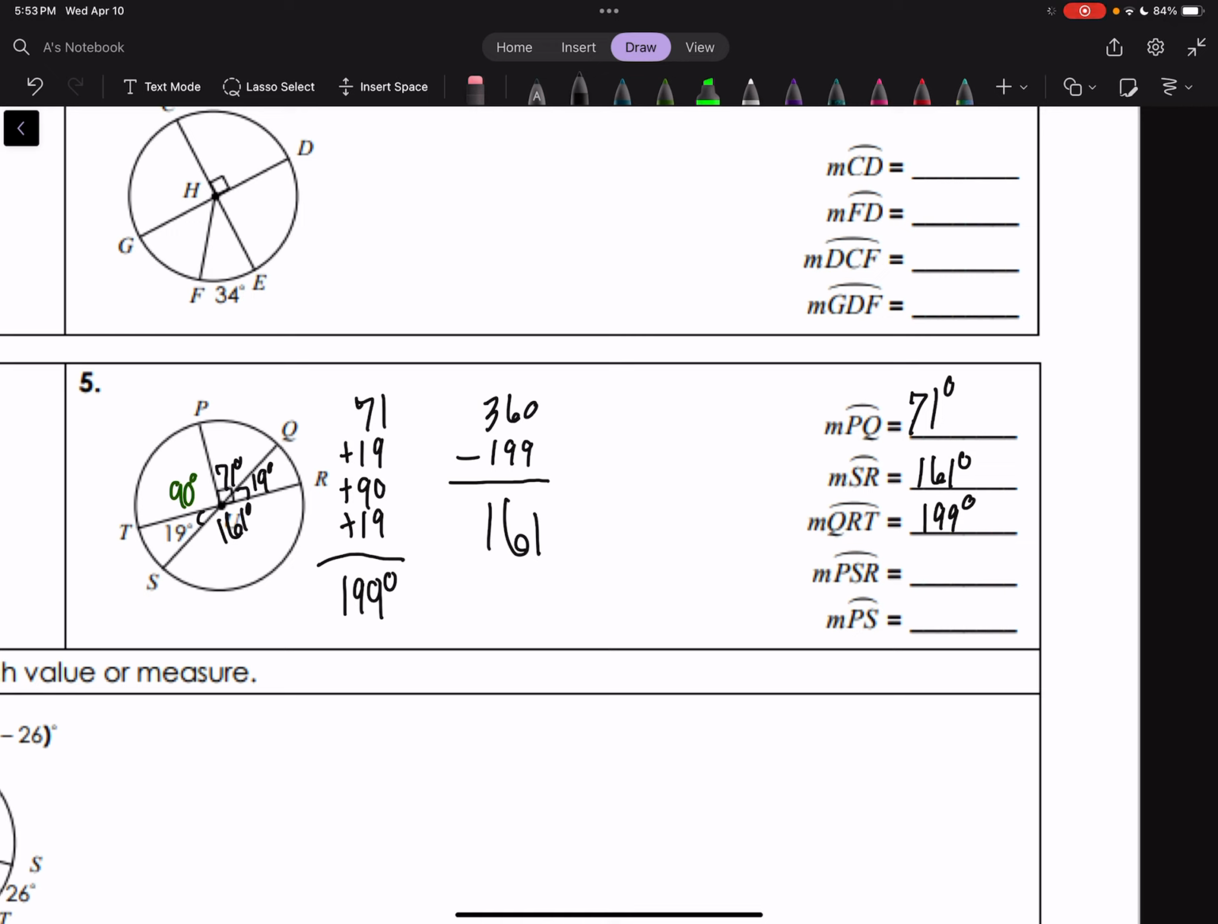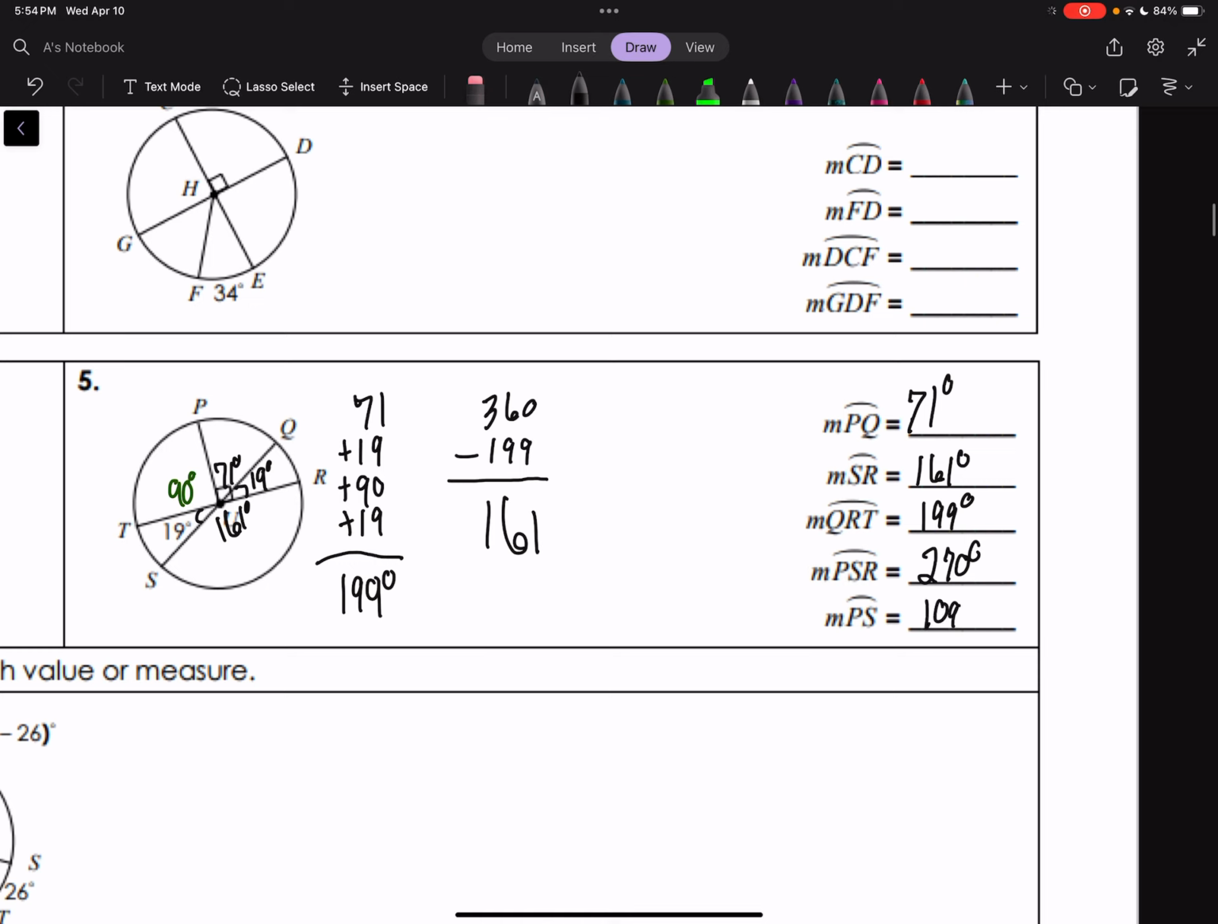PSR, I'm going to be taking out the right angle, the 90 degrees, so I'm going to have 270. And finally, I have just PS. That's going to be my 90 plus my 19, or 109.